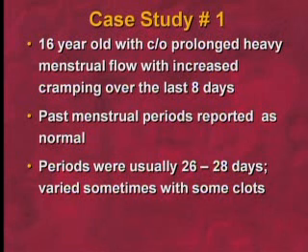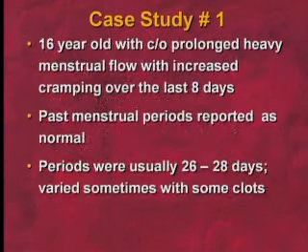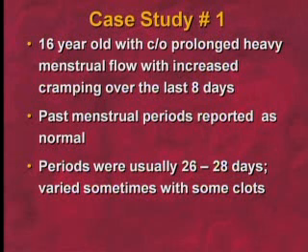Her periods usually last about 26 to 28 days. Her periods varied a little bit, but sometimes she had clots with her periods. What I do want to say about this particular slide is sometimes we try to evaluate our patient's bleeding with how many pads or tampons they're using. We can't really use that as a guide because some patients are more fastidious than others and they may change more frequently. A good gauge for us is their hemoglobin and their other symptoms, as I mentioned before.